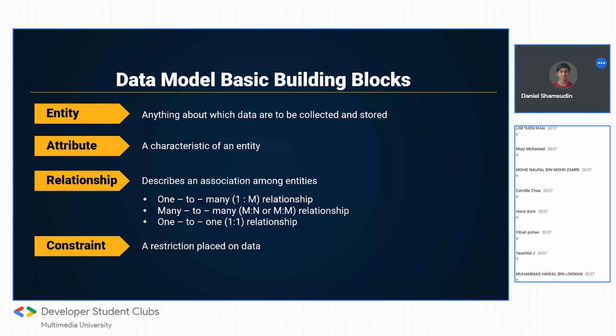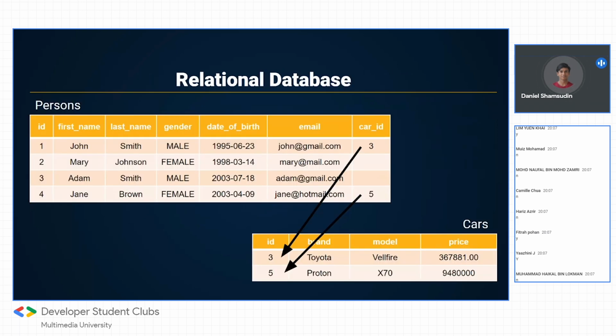I hope everyone is still clear. Since I only went through the basics of how a database works, what entities are, and what attributes are, now let's move on to the next topic, which is relational databases.